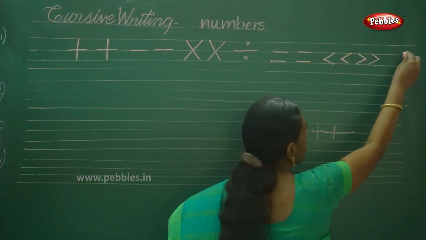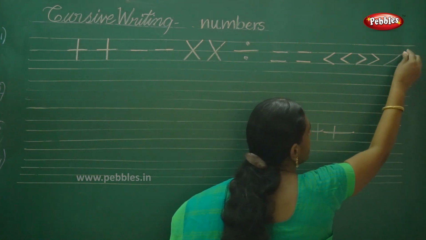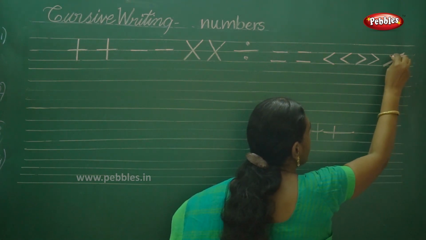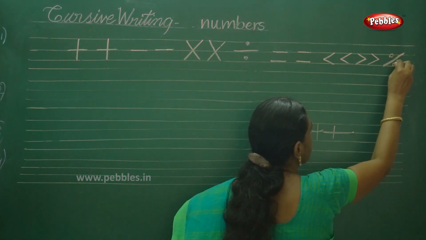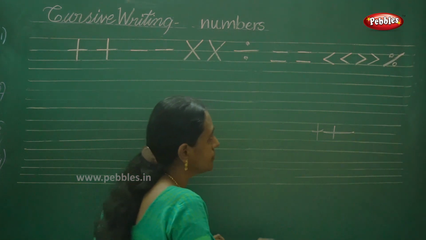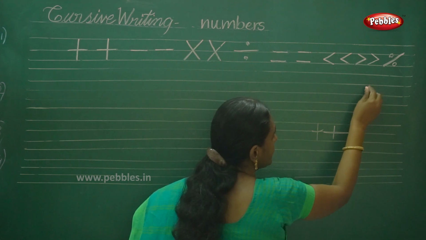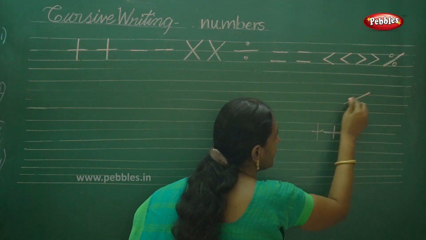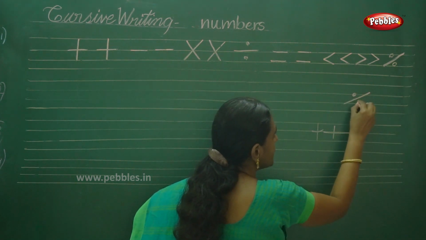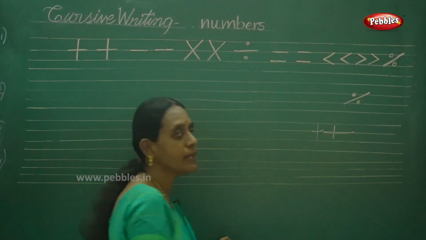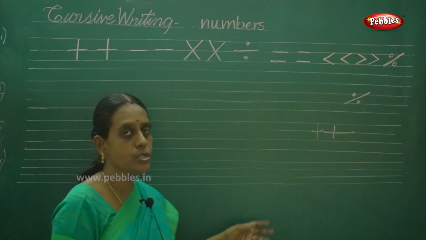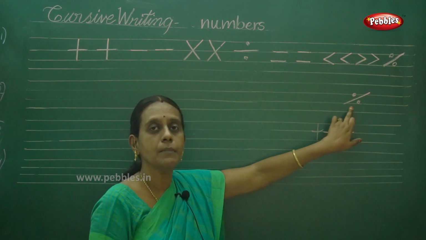That is the percentage symbol. That is one slanting line. Make one round and another one. I have to write here clearly, the slanting line, percentage, out of 100. Okay, how much out of 100? That denotes the percentage sign.